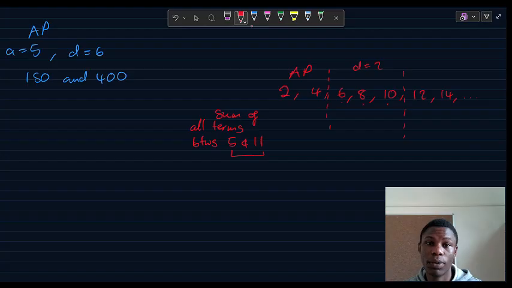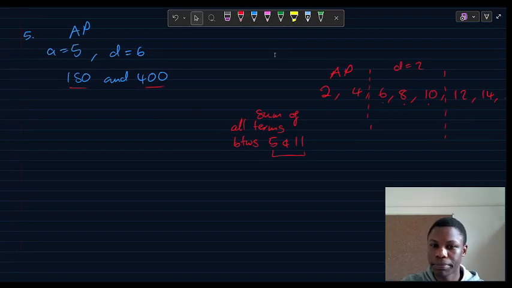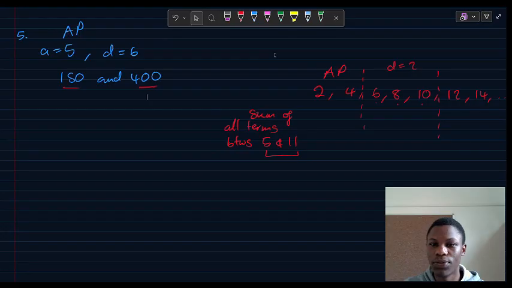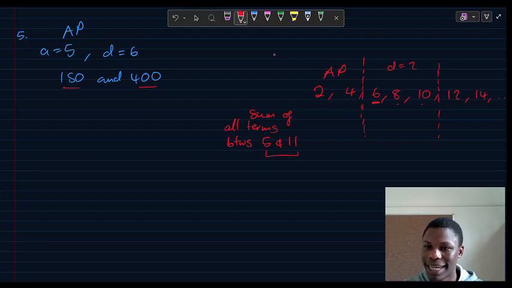So this is exactly what the question is asking you to do, except now it's with 150 and 400. Obviously, we can't just try to write out the whole progression until we find the first term that's more than 150 and the last term that's less than 400. That would be way too long. So we want to do the same thing, but of course at a bigger scale. We need to find the first term that fits within this interval, and we also need to find the last term that fits within this interval.